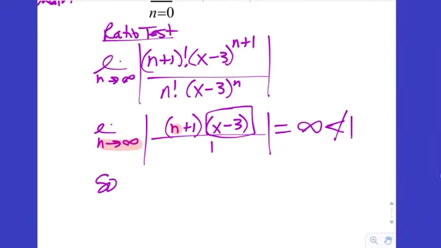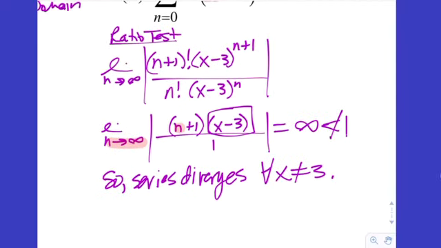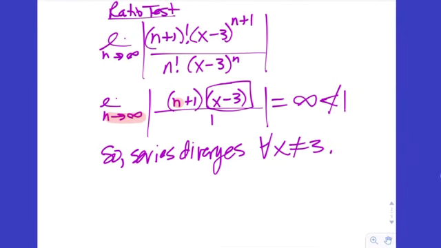So, do we say this series diverges for all x? Except for 3. Yeah, so you could say it that way. So the series diverges for all x not equal to 3. That's one way to answer the question. Okay, and you have to remember that on your own, that it converges at the center.